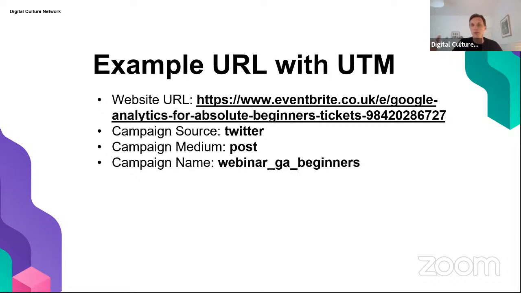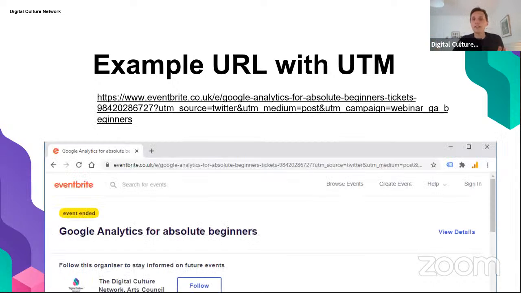The campaign medium is a post, and the campaign name I've set is Webinar GA Beginners, because that's what we used back then. I need all those things, and I take them to the Google URL builder, and it will generate the link for me, or I use the spreadsheet, as I mentioned, on Alex Webb's website, and that will present me with this nice long URL, which is not very beautiful.